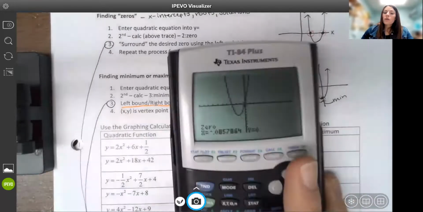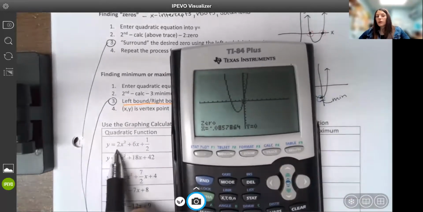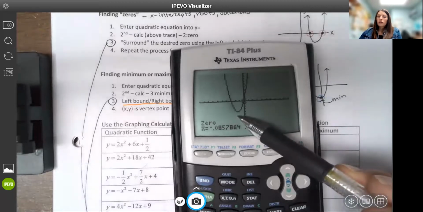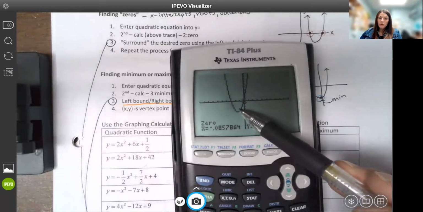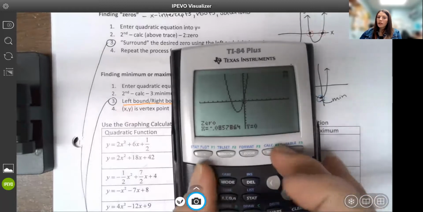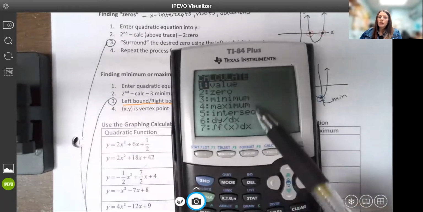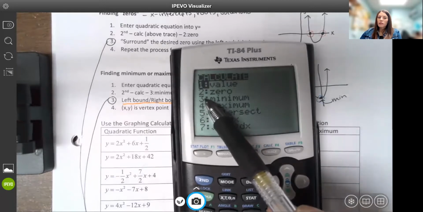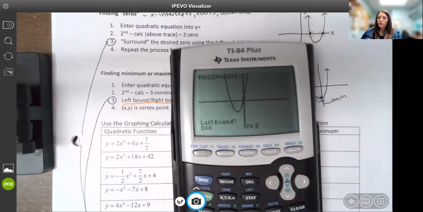Looking at this graph and knowing that it's a positive a value, so it opens up, that tells me I should select minimum instead of maximum, because I have a minimum on this graph, not a maximum. So I go back into my calc menu and see min and max are right there. Because it's opening up and it's a minimum, I'll select 3.